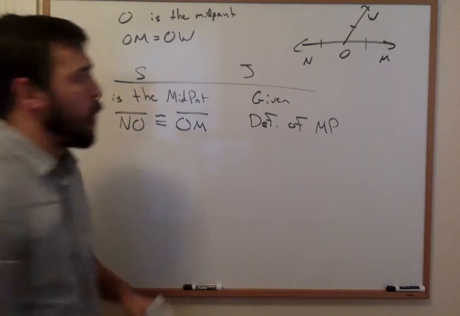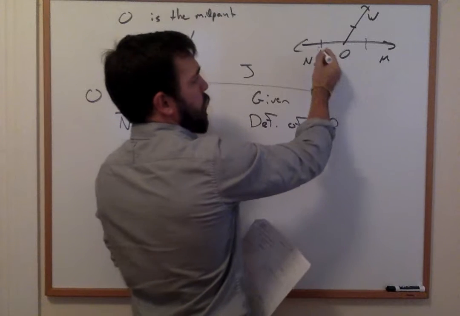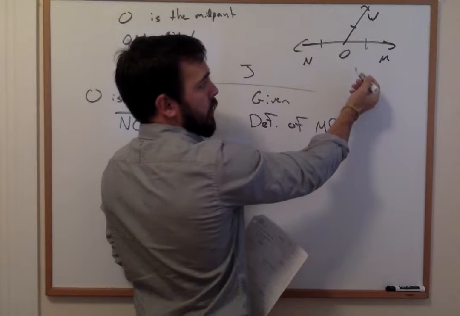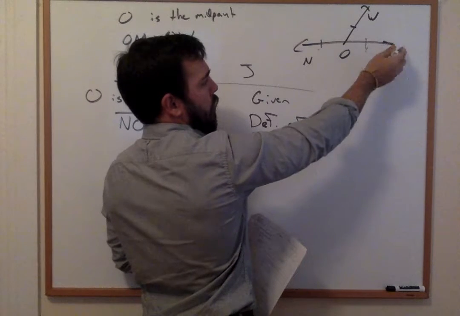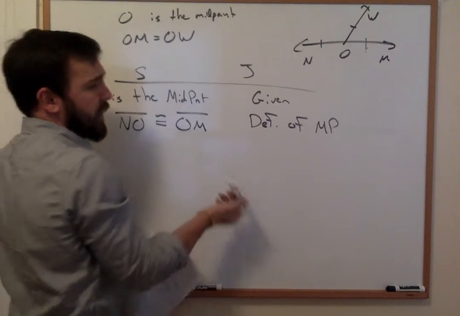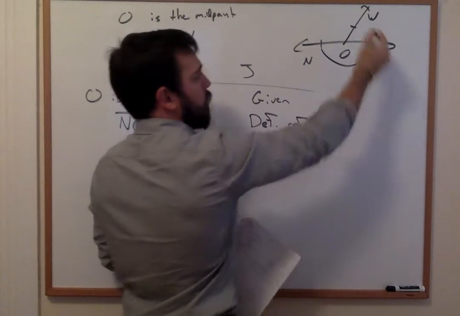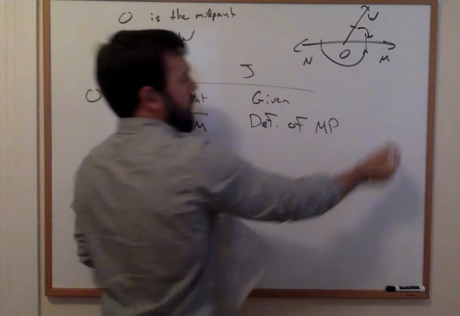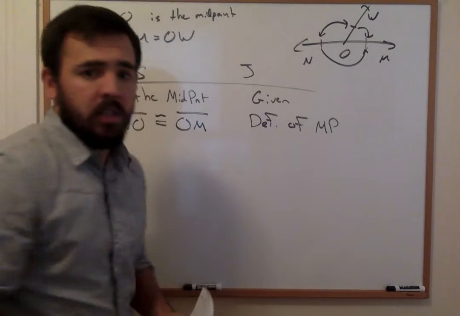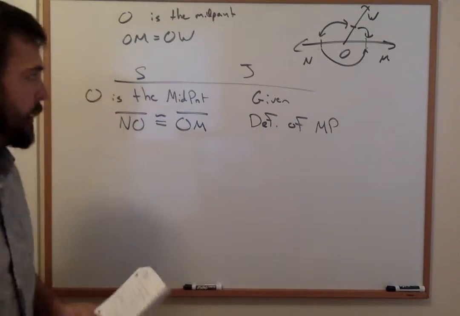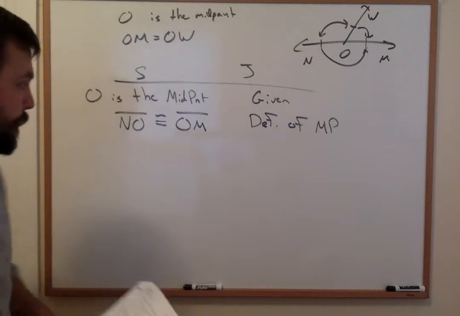We know that O is the midpoint. We know that these two are congruent. Therefore, they must be equal. And we know that OW and OM are equal based on the given. So, if these two are congruent and these two are equal, then that means that these two must be equal, okay? So we're linking, we're transitioning. We're going to use the transitive property here.